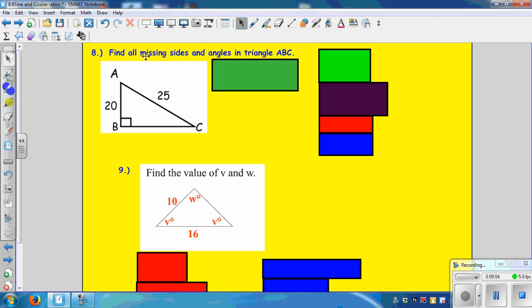Number 8, find all the missing sides and angles in triangle ABC. Pause the video and choose to do this problem in any way you would like. So find side BC, find angle A, and find angle C.